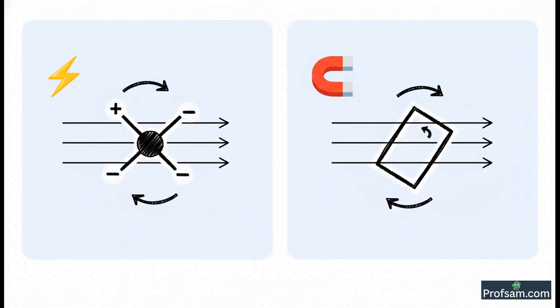Look, on the left, you see an electric dipole in an electric field. It twists, right? Now look at the right. A current loop in a magnetic field does the exact same thing. This parallel, this analogy, is the master key to understanding everything that follows. If you understood that, you will for sure understand this.